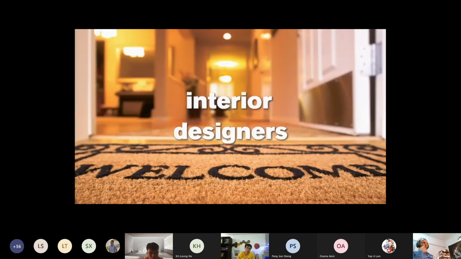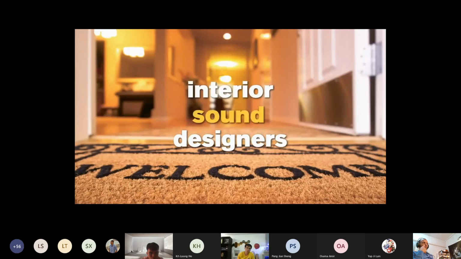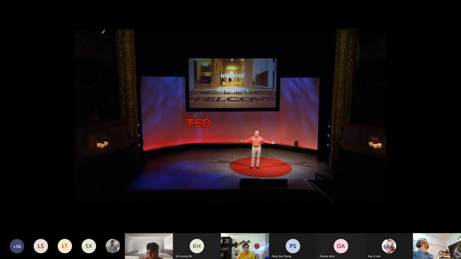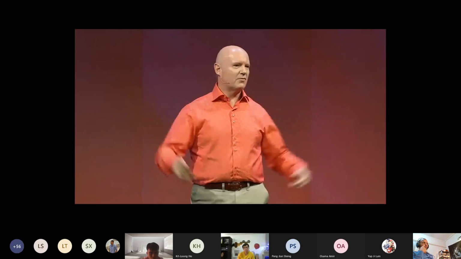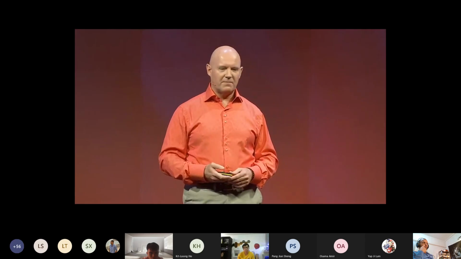Finally, we have homes. We use interior designers. Where are the interior sound designers? Hey, let's all be interior sound designers. Take on listening to our rooms and designing sound that's effective and appropriate.